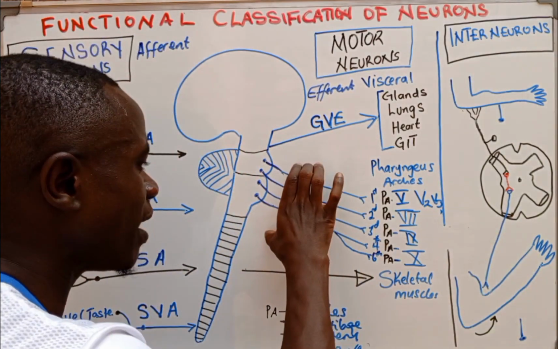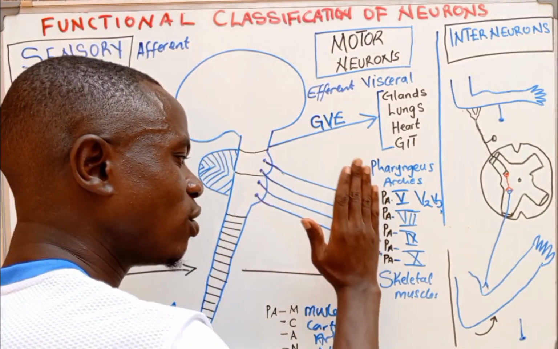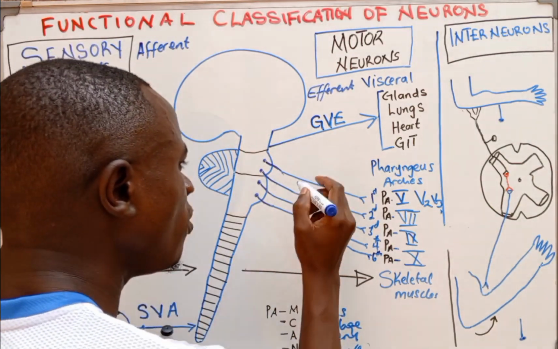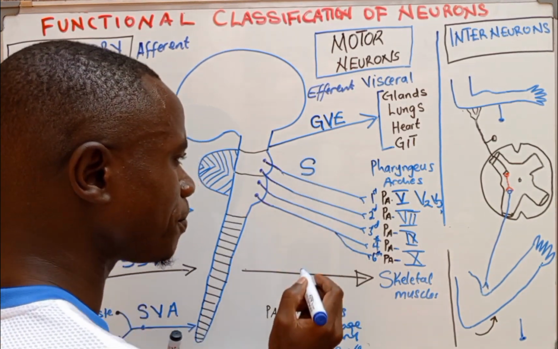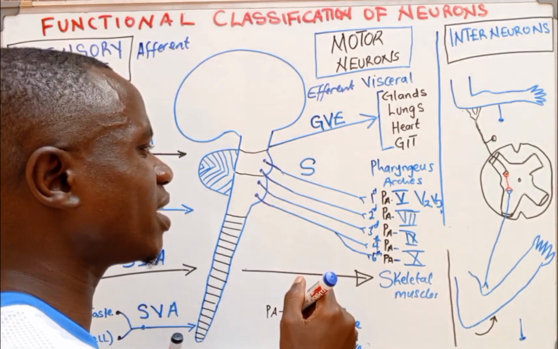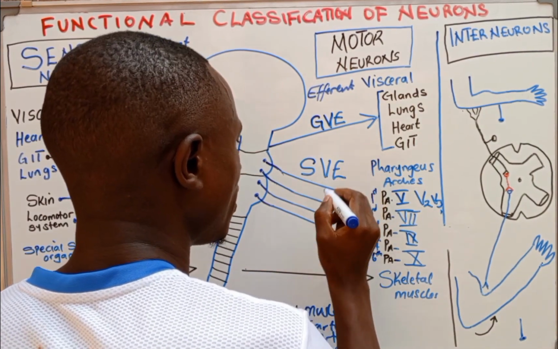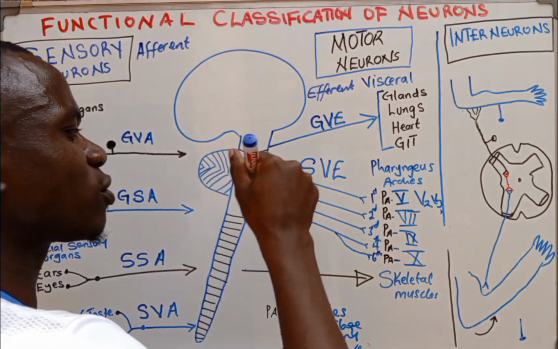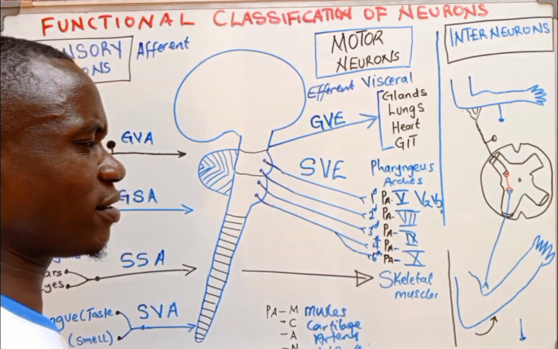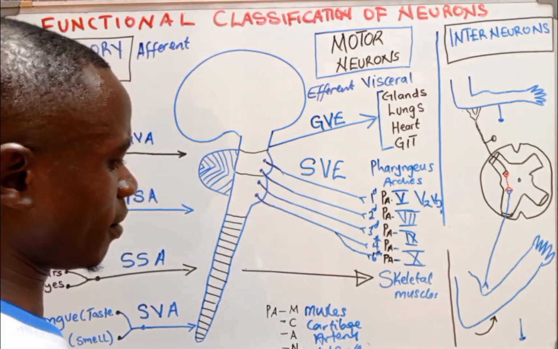So these fibers supplying the different pharyngeal arches are going to be more of what we call special, because they are more visceral and efferent. So they are special visceral efferent fibers. It's such a beautiful thing.